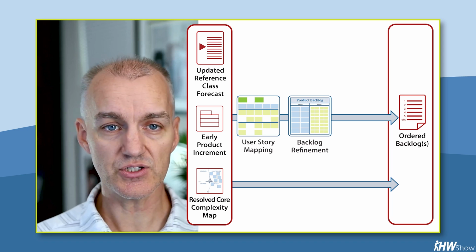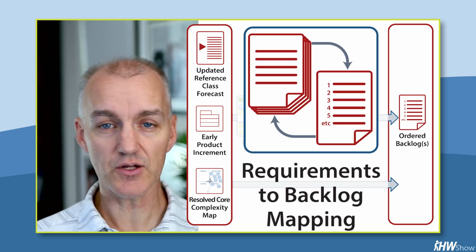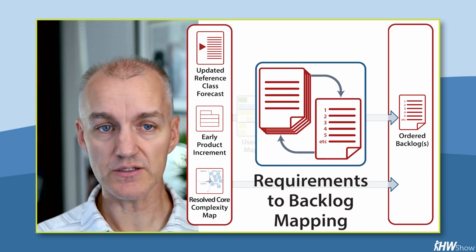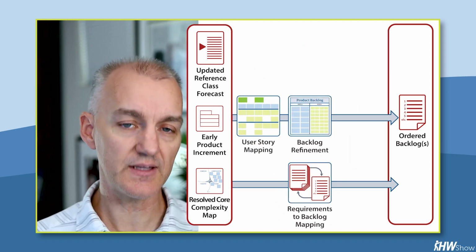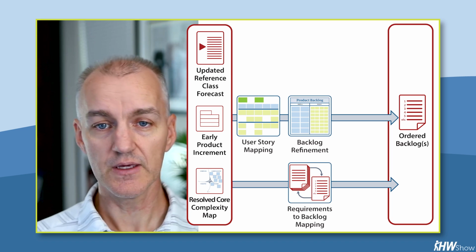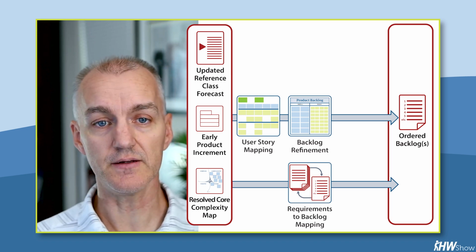In some organizations, we need to map the user stories from the backlogs back to the detailed requirement documents like MRDs, PRDs, or BRDs to ensure alignment with cross-functional stakeholders, and that would be part of this track. It's optional, but it can help keep different parts of the organization informed and aligned.